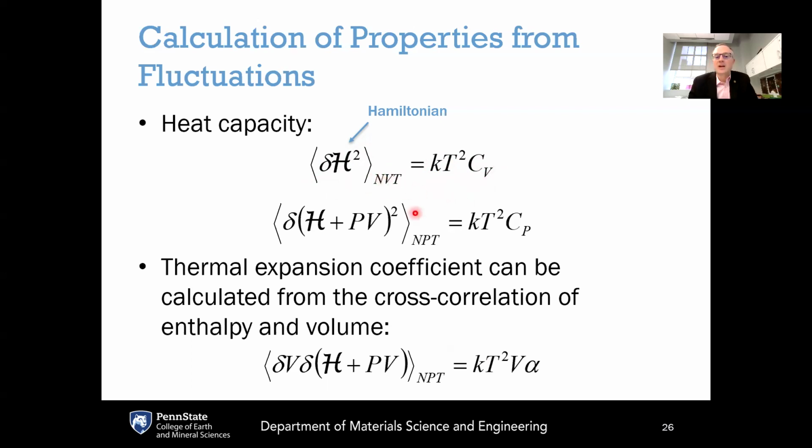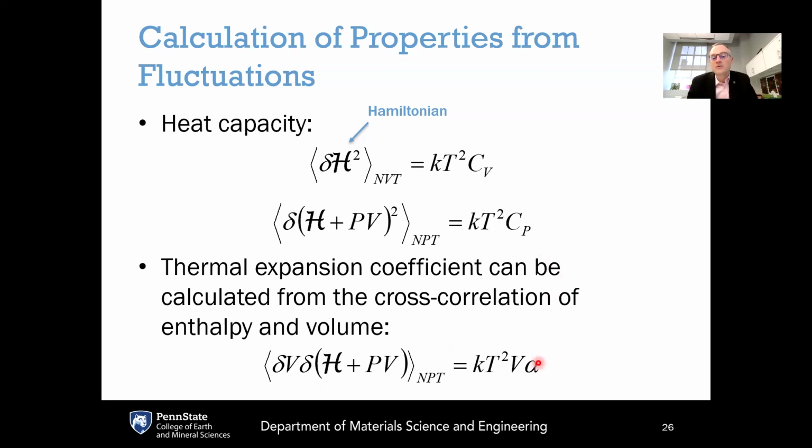If you do the same thing in the NPT ensemble, but calculate the enthalpy and look at the variance of the enthalpy fluctuations, that divided by kT squared gives you the constant pressure heat capacity. So these fluctuations can be used to get macroscopic properties that we care about, like the heat capacity. Another example is the thermal expansion coefficient.